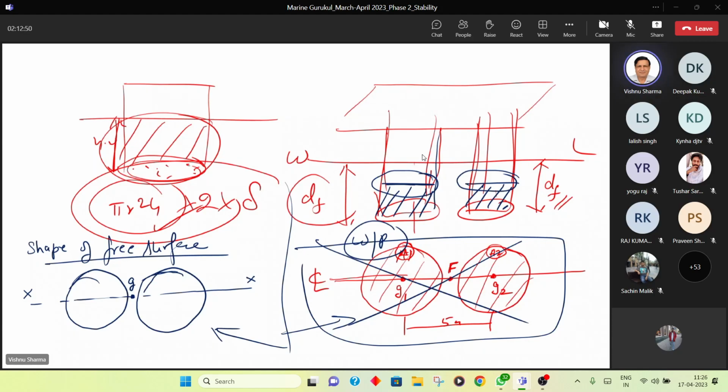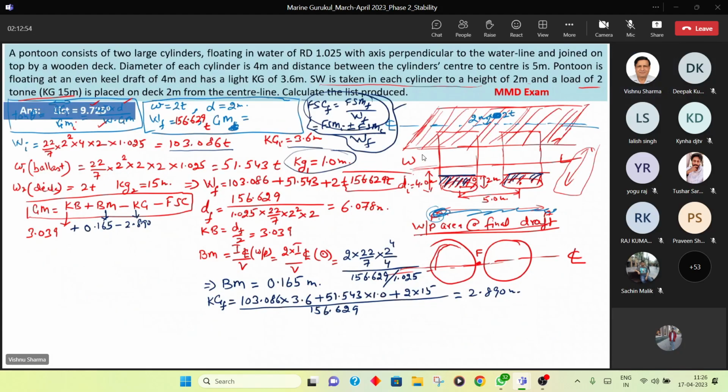Okay, so now I go back to the working sheet, and what I am drawing now is the free surface. This is one free surface. This is the other free surface. Here is the geometric center of this free surface, and this is the axis through this surface. Yes or no, guys? Yes, sir.